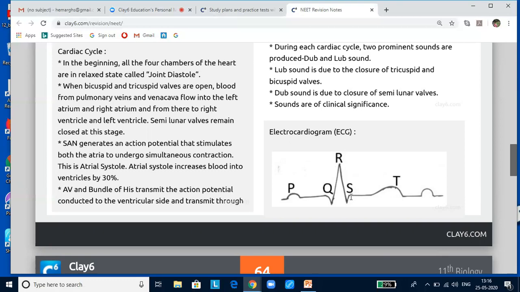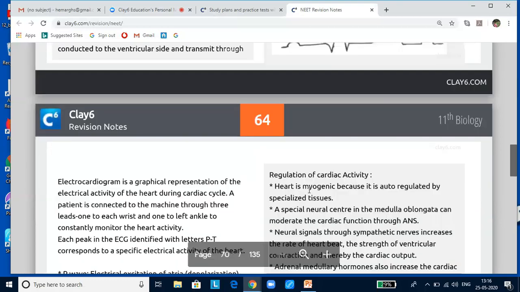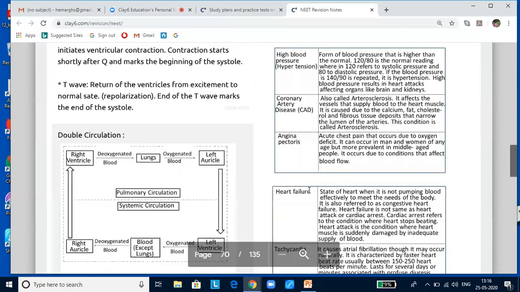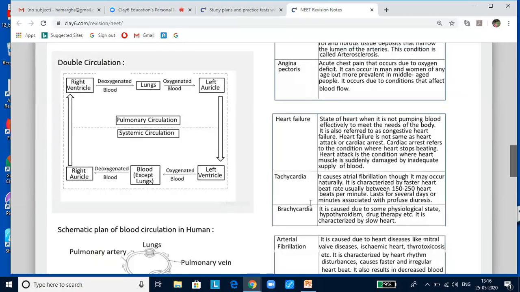By counting the QRS complex, the idea of number of heartbeats per minute can be obtained. Any deviation from this shape indicates an abnormality. So if you look at double circulation, this is very, very important. The blood pumped by the right ventricle enters the pulmonary artery, whereas the left ventricle pumps blood into the aorta.